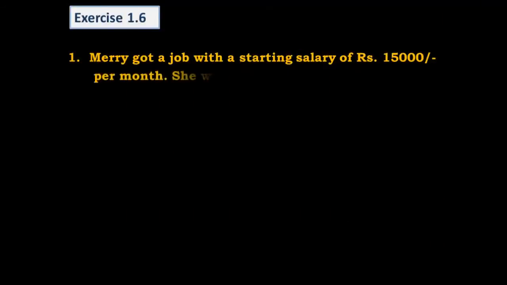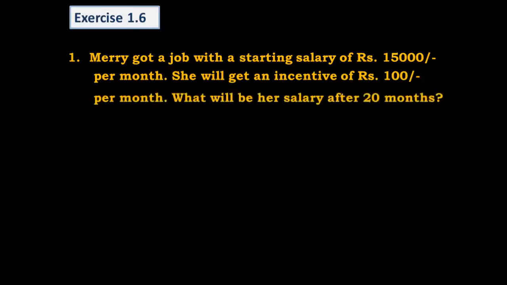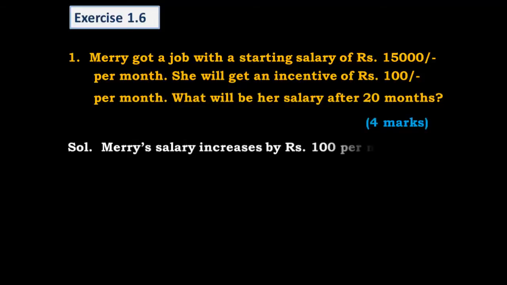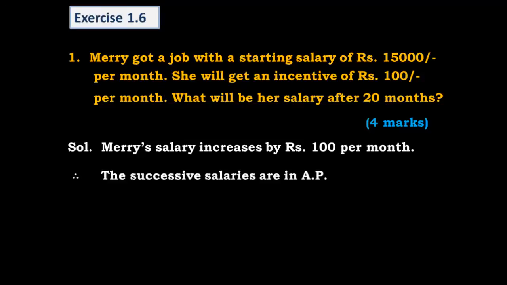Mary got a job with a starting salary of rupees 15,000 per month. She will get an incentive of rupees 100 per month. What will be her salary after 20 months? Now see, Mary's salary increases by rupees 100 per month. That means the successive salaries are in AP, right?